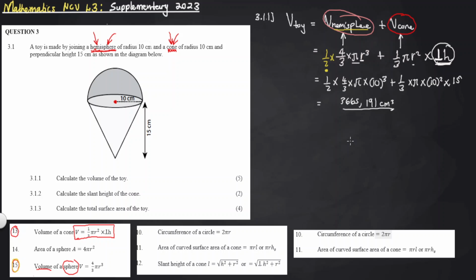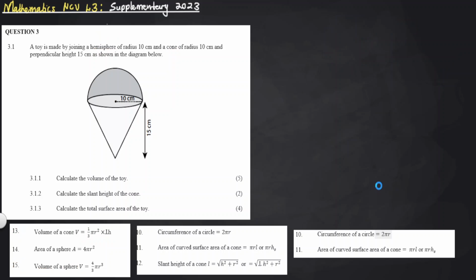Okay, now for the next question, 3.1.2. Again, we're going to consult our formula sheet. So which formula are we going to use now? It's going to be formula number 12, the slant height of a cone. Calculate the slant height of the cone.